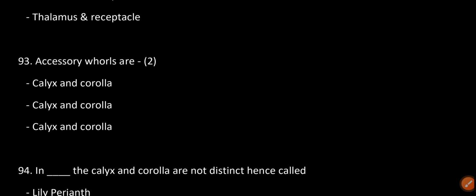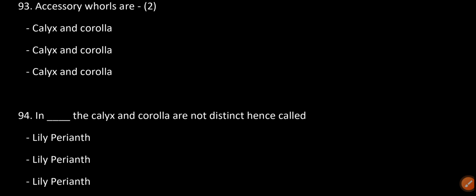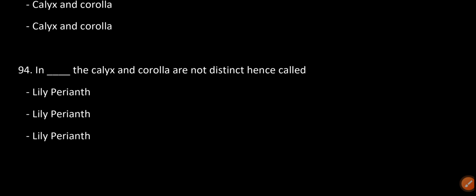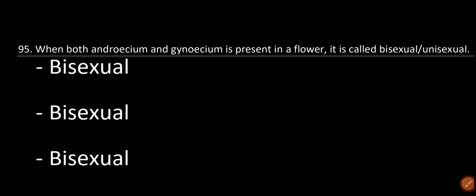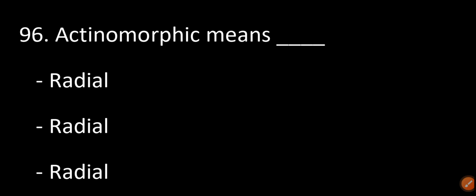Accessory whorls are calyx and corolla. In lily, calyx and corolla are not distinct and this is called perianth. When both androecium and gynoecium are present in a flower, it is called bisexual. Actinomorphic means radial.